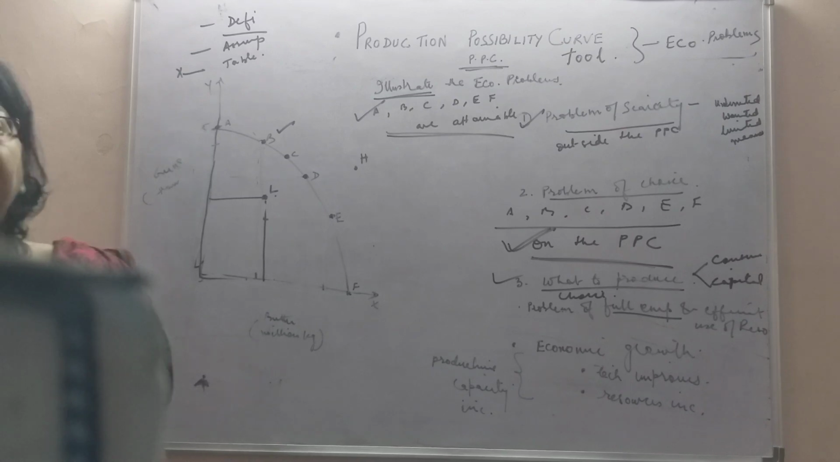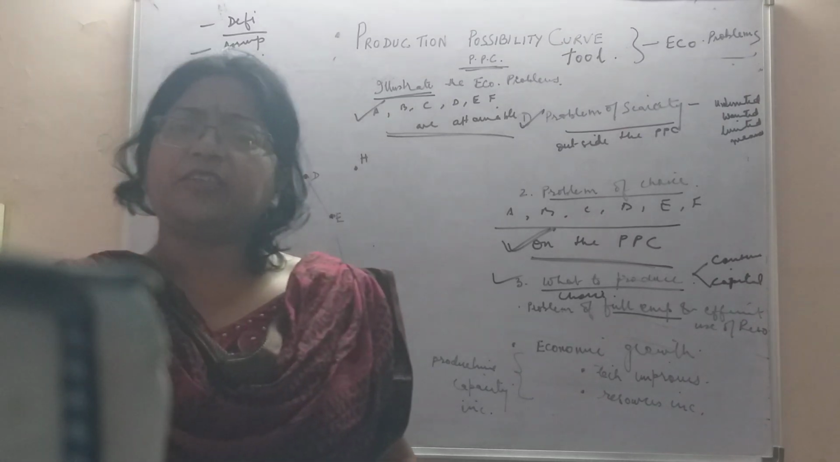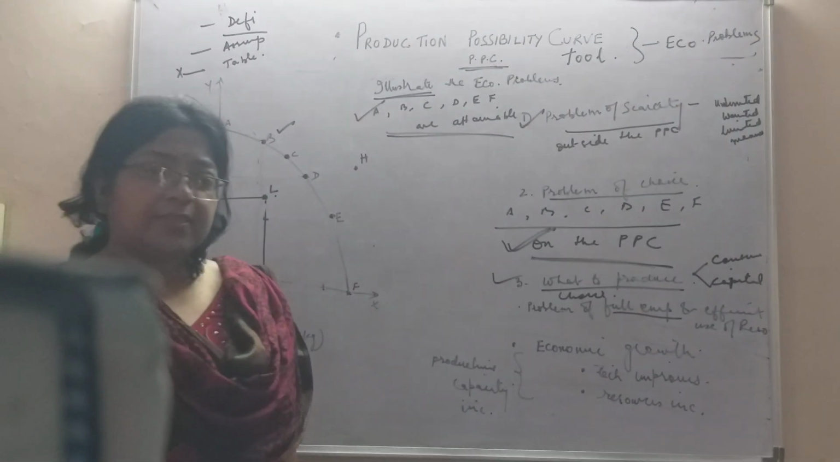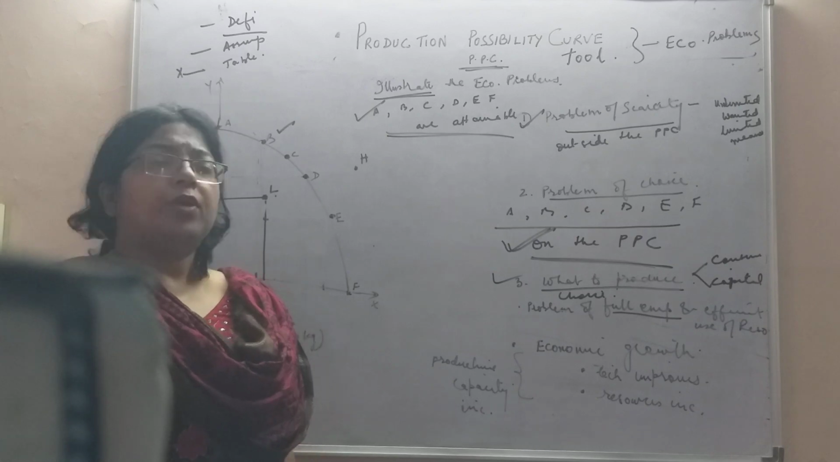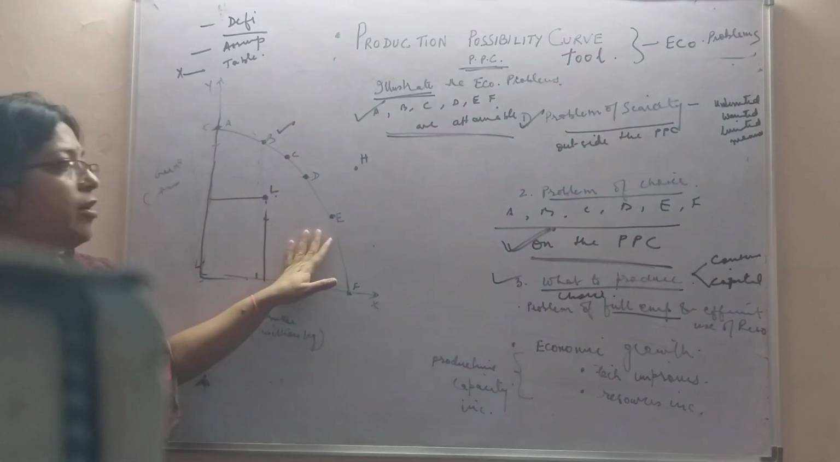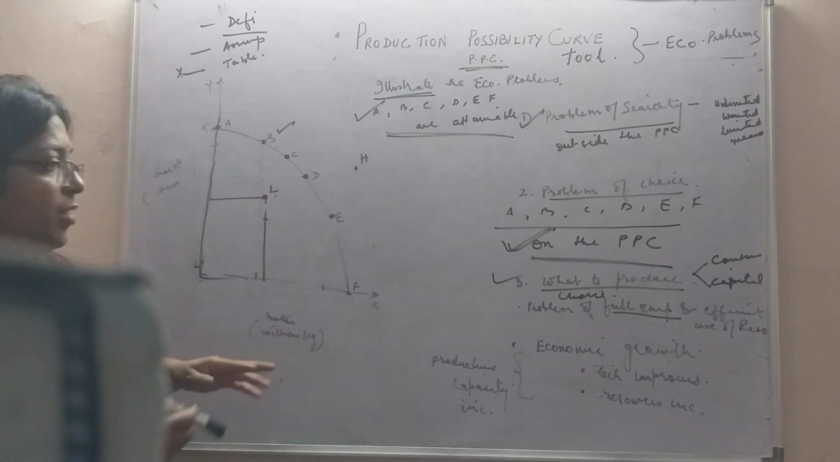For example, we tell children, you are not putting in hard labor because you don't pay attention maybe. That's why you are not utilizing your capacities fully. So we say you are underutilizing your potential. In the same way, if a country underutilizes its potential, it will be at a point inside the PPC.